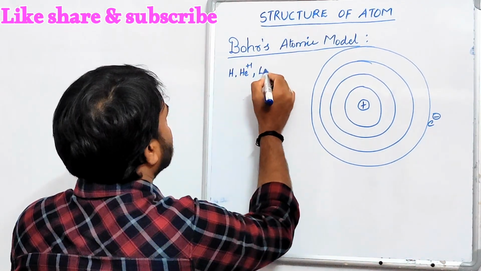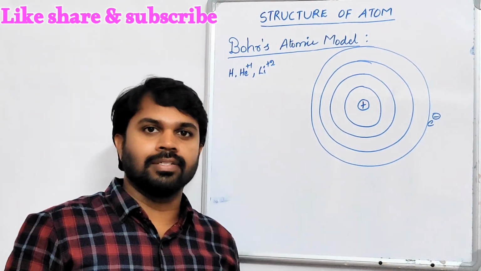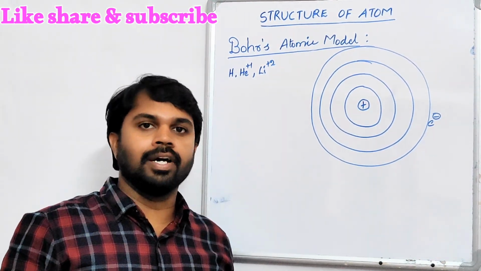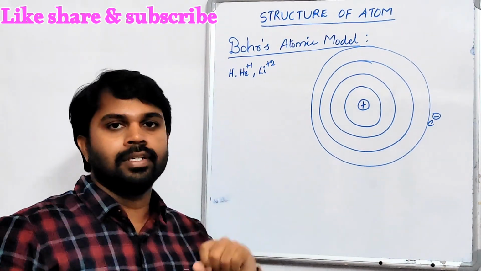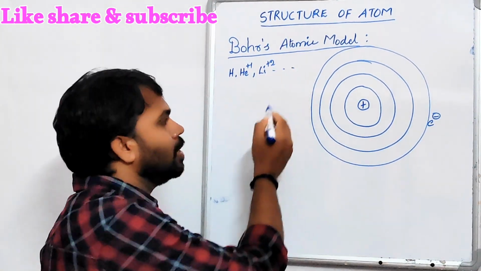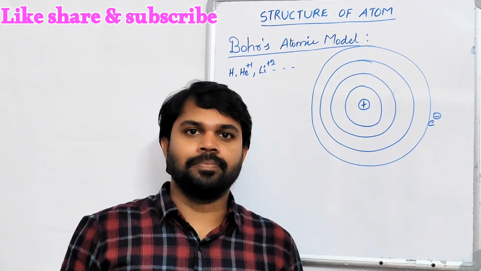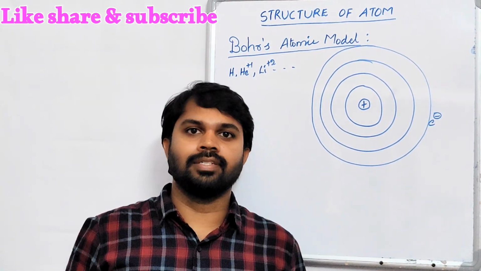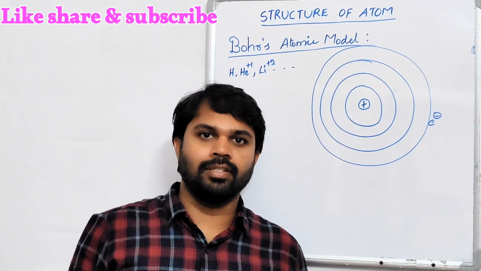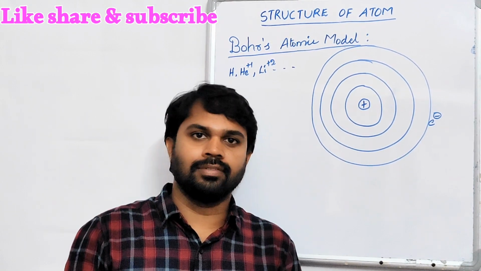Lithium plus 2: the lithium atom has 3 electrons, it lost 2 electrons, and it converts into a lithium plus 2 ion. Now it has only 1 electron. These are examples of single electron species. According to this theory, an atom contains an equal number of electrons and protons. So as a result, the atom is electrically neutral.